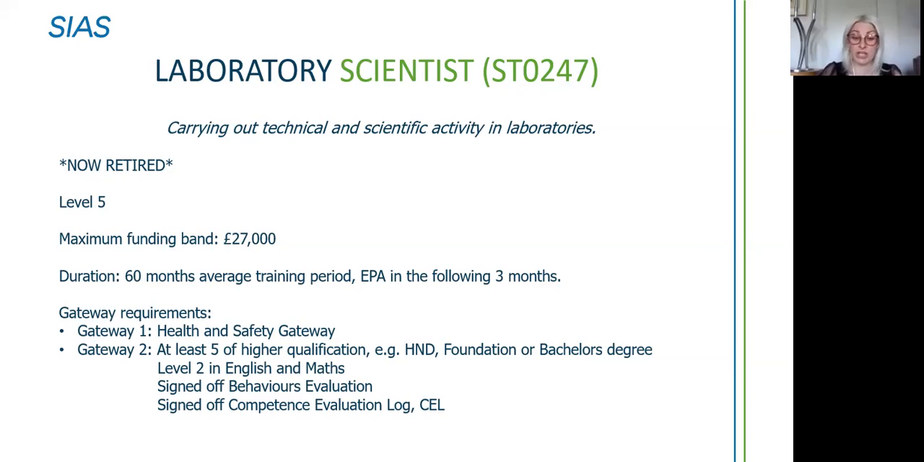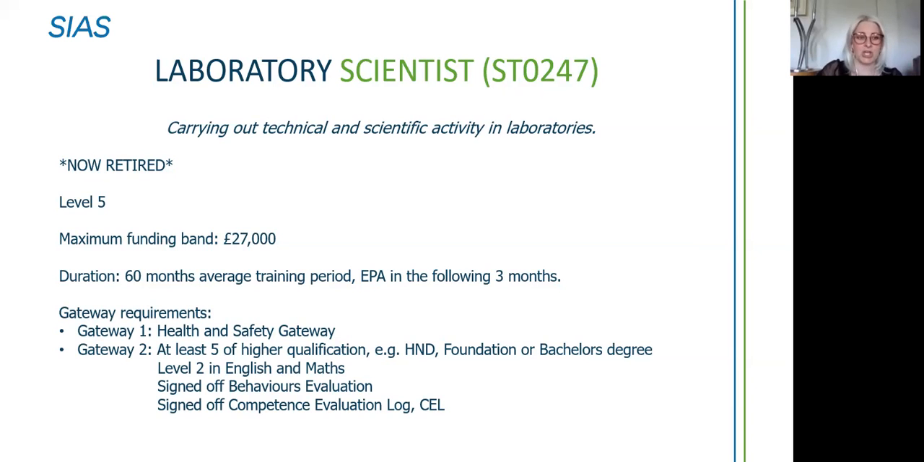And then the original employer sign off in the competency evaluation log, which is the dark blue booklet you get from SIAS. And that's a sign off from the employer to say, yes, my apprentice is ready for endpoint assessment. Their training period has taken place, it's been carried out, and it is finished.